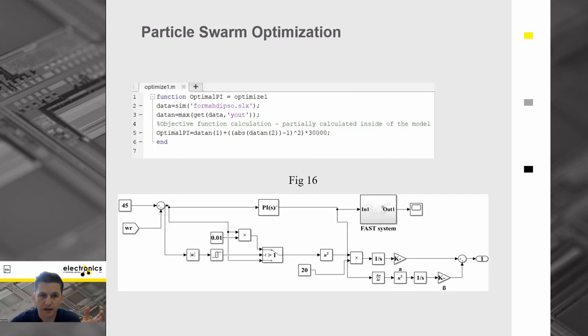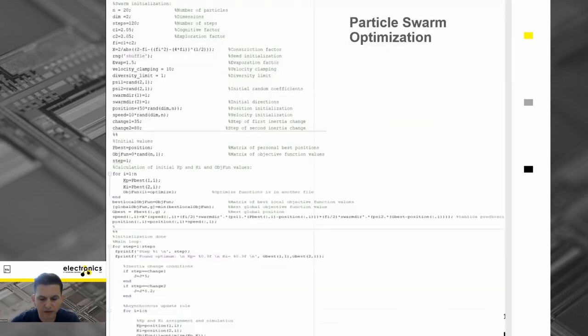And this is some code for particle swarm optimization and the simulation file using FAST. And there is a lot of code for particle swarm optimization, with some screenshots.